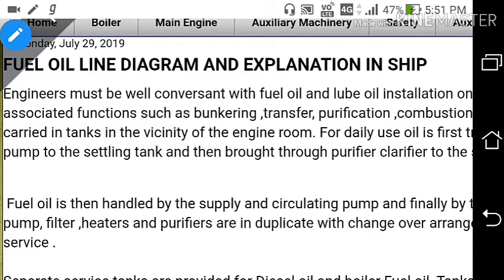Today I will discuss the fuel oil line diagram and explanation in ships. So before moving further, let's see some basic line diagram of the fuel oil system in ships.